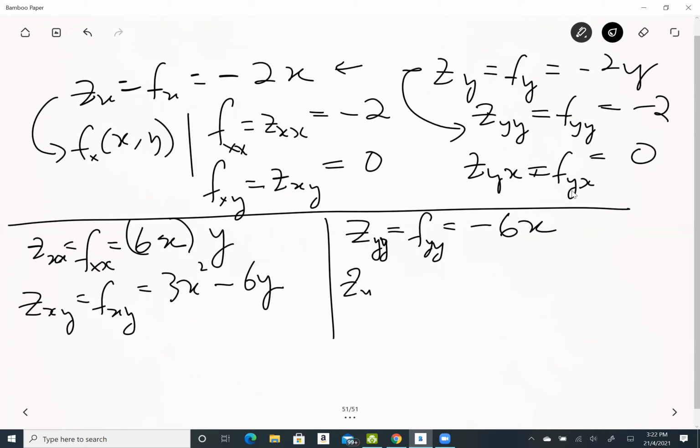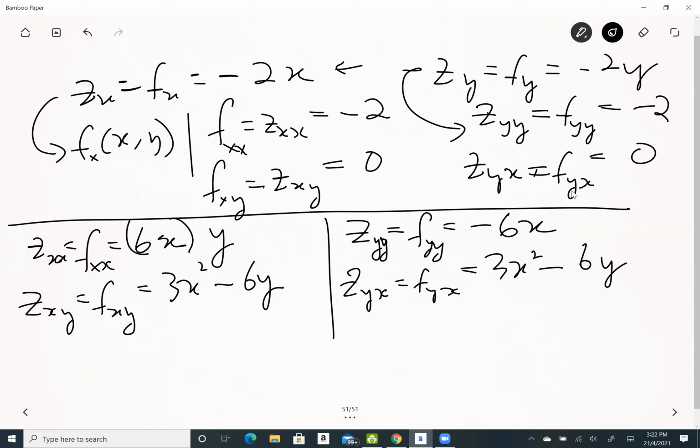And then zyx or fyx. What do we get? Derivative with respect to x. Give me the answer. 3x squared minus 6y.